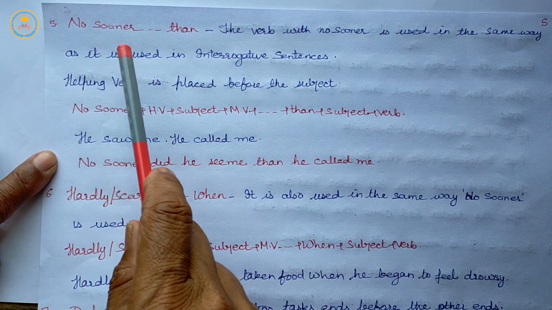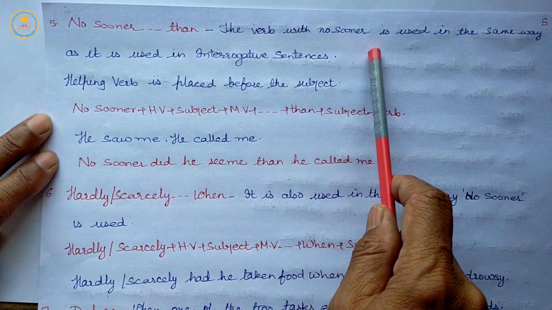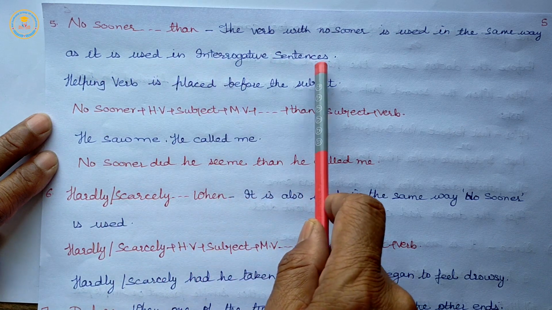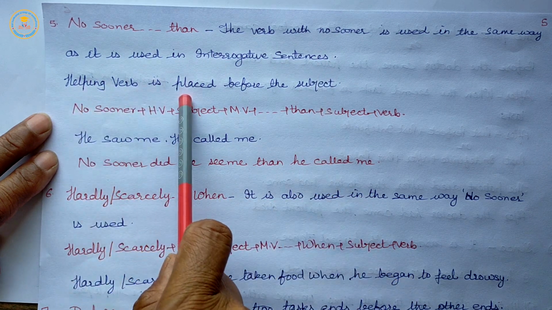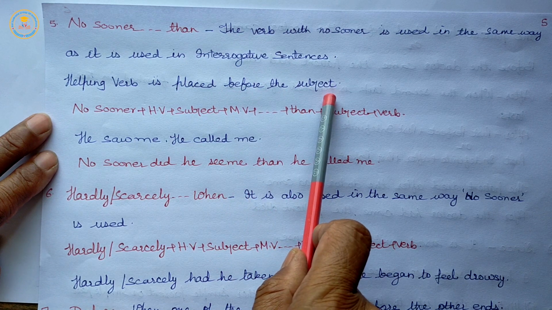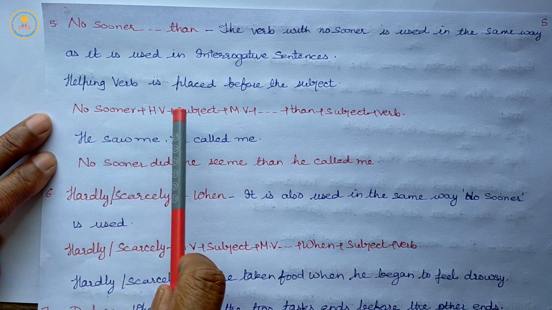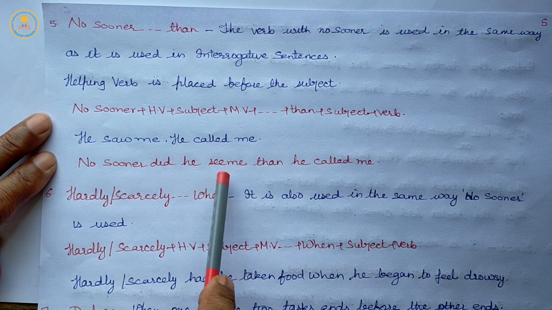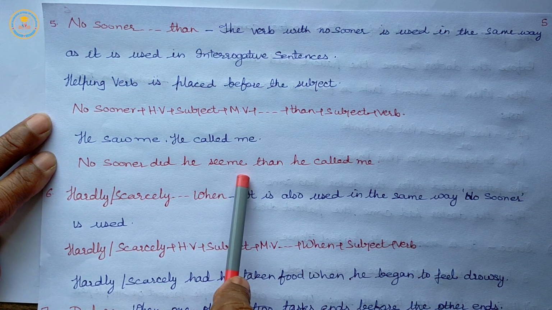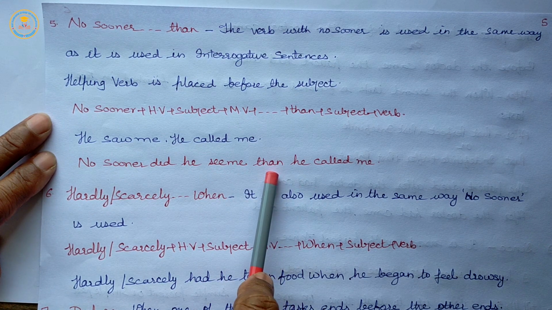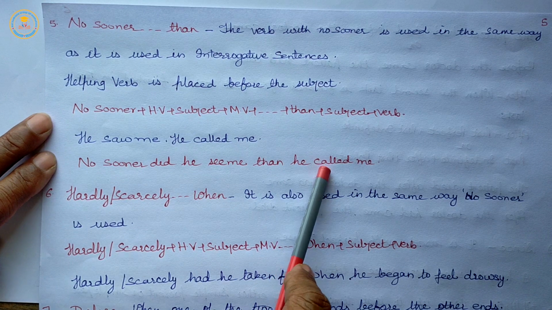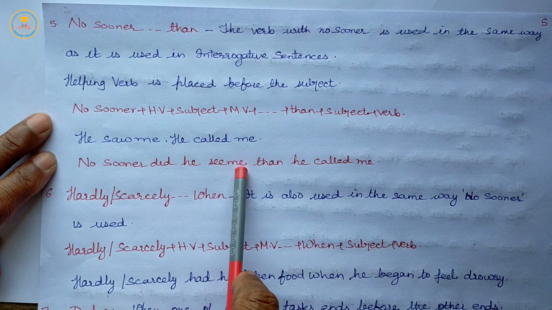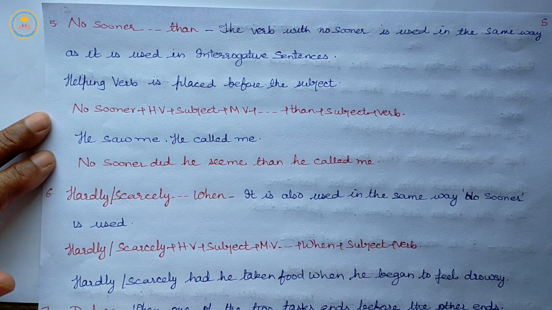So, no sooner than. The verb with no sooner is used in the same way as it is used in interrogative sentences. Helping verb is placed before the subject. Pattern: no sooner plus helping verb plus subject plus main verb plus object or rest of the sentence plus then plus subject plus verb. So, no sooner did he see me, then he called me.